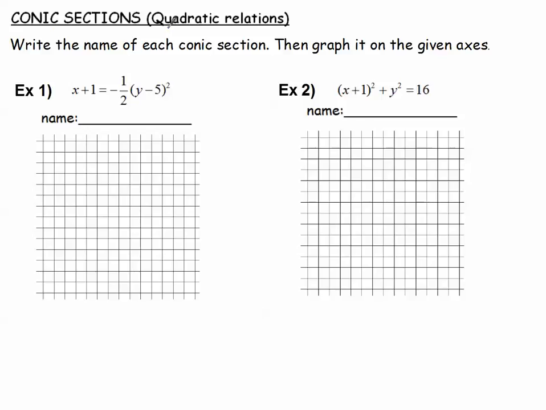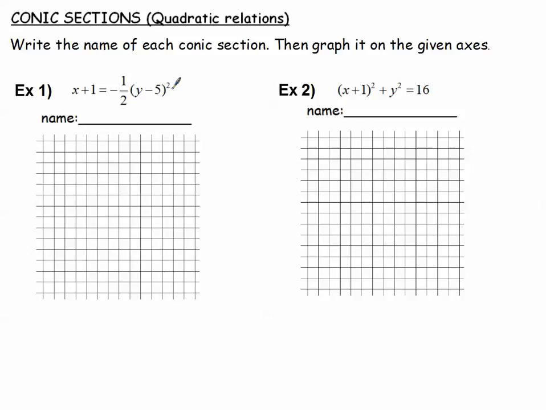Conic sections, or quadratic relations. Write the name of each conic section, then graph it on the given axes. Example 1. X plus 1 equals negative 1/2 times the quantity y minus 5 squared.